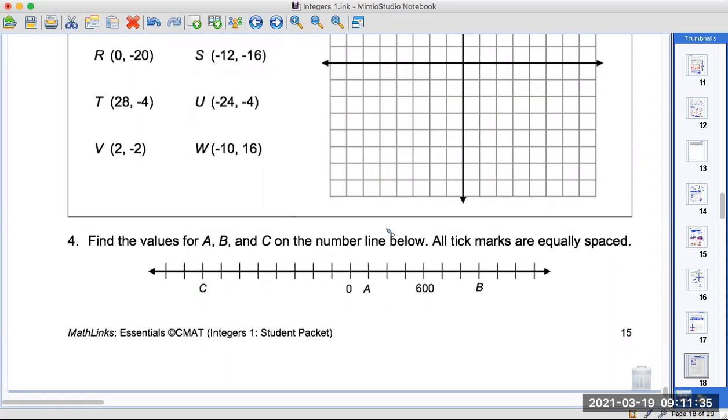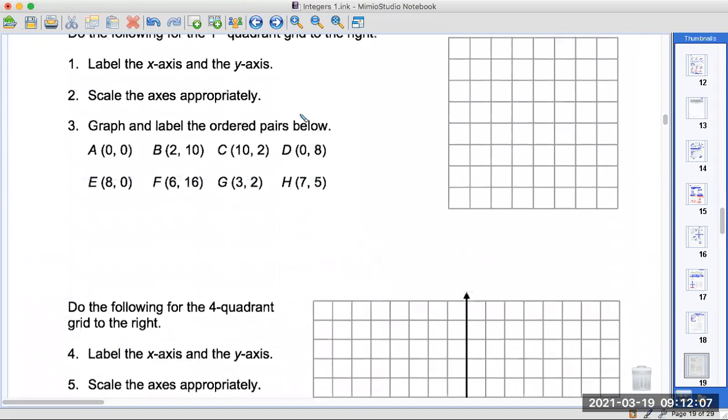All tick marks are equally spaced. Remember I told you about that? You don't want to make it like one big and one smaller; equally spaced. You have 0 here, you got 600 here. That's the clue, that's all you got. Now you have to figure out what coordinate is A, B, and C. This is a negative number. These are positive numbers. So good luck on that. That's page 15. And we're moving on to 16.